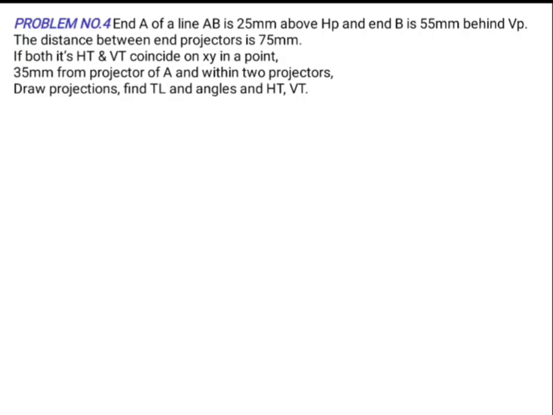Problem number 4. End A of a line AB is 25 mm above the horizontal plane and end B is 55 mm behind VP. The distance between end projectors is 75 mm. If both its horizontal trace and vertical trace coincide on XY in a point 35 mm from the projector of A and within the two projectors, draw the projections, find the true length and angles theta and phi, and the horizontal trace and vertical trace. Here the solution will be like this.